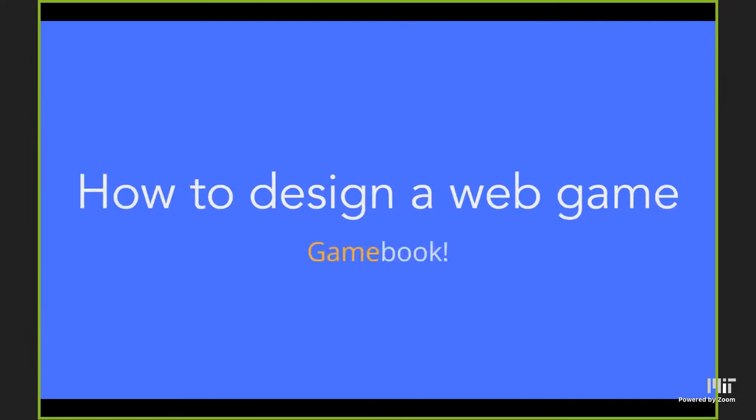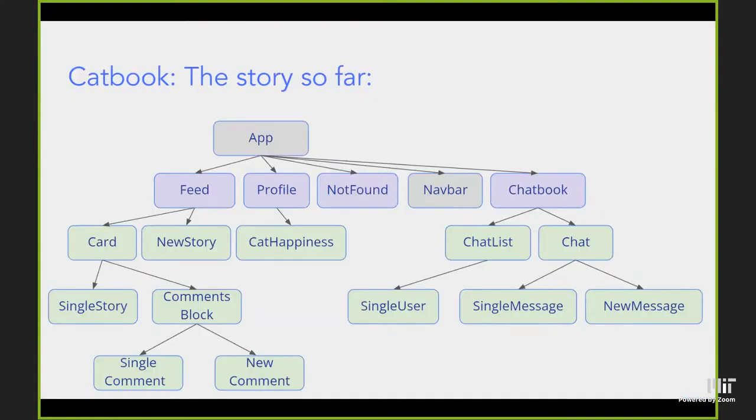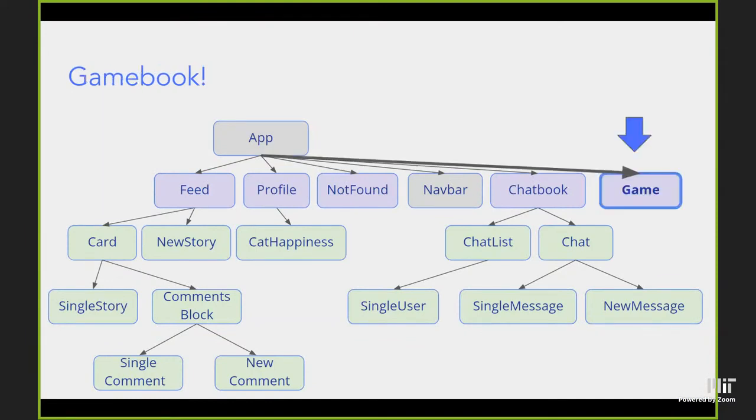So, how do we actually go about designing a web game? We have this massive React component tree that we've made for Catbook. It turns out that when we make games, you don't really need that much more. In this case, we will have one new component for the entire workshop, and that is going to be the game page. It's just a new page, just like we made before, and it will contain all of the stuff that we'll be doing today.